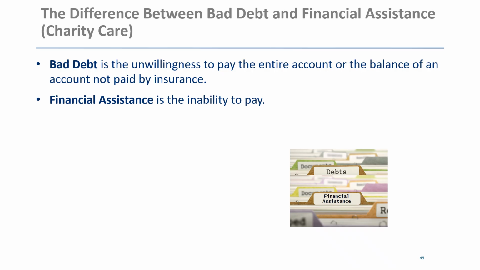So what's the difference between bad debt and your financial assistance, which we call charity care? The definition for recognizing the difference between these is often cited as the inability to pay, which is your financial assistance, versus your unwillingness to pay. So bad debt will be your unwillingness to pay the entire account or a portion of the balance that's not paid by insurance. Financial assistance will be your inability to pay. So you don't have the financial resources to pay your claim, but you want to. So you may qualify for financial assistance.